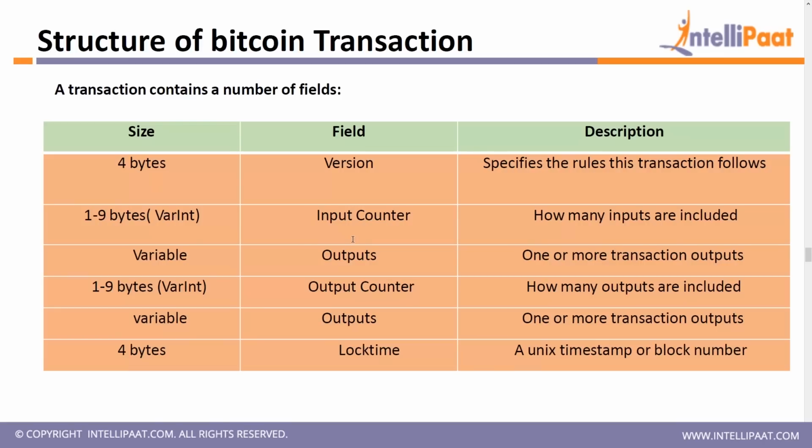The structure of a Bitcoin transaction. A transaction contains a number of fields. As you can see here in the tabular format, every Bitcoin transaction contains a version, which is 4 bytes in size and specifies the rules this transaction follows. Then you've got the input counter, a 1 to 9 byte variable integer, which includes how many inputs are included in the transaction. Then outputs: you get variables to store outputs for one or more transactions. Then you get a 1 to 9 byte variable integer type of output counter that is used to count how many outputs are included. Variable outputs is used to store one or more transaction outputs, and then lock time is a Unix timestamp or block number that is used to save the timestamp of the transaction in 4 bytes.